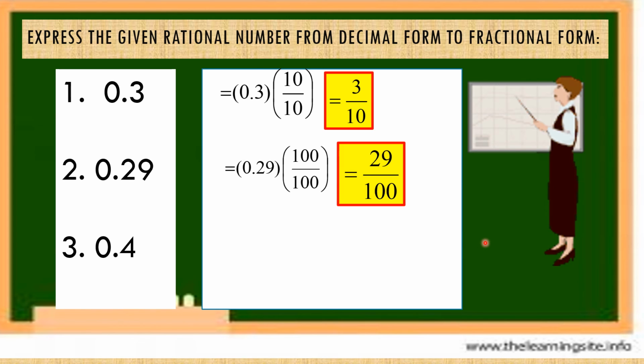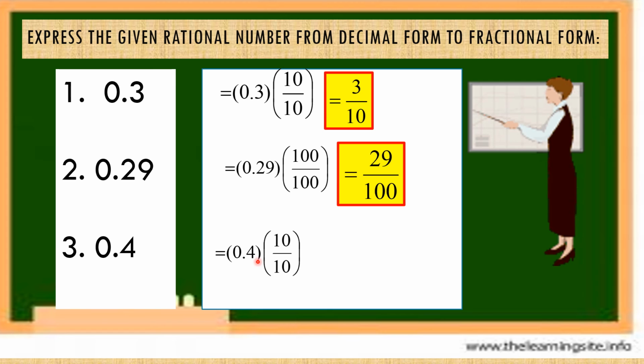We have 0 and 4/10. Since that is a tens digit, we need to multiply the given by 10 over 10. 0 and 4/10, we move the decimal point 1 place to the right. So what is our final answer? Our final answer will be 4 over 10.